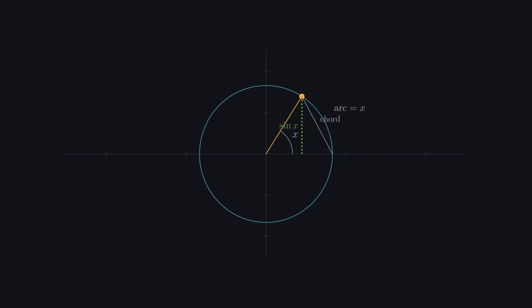If we add the chord joining the two radius endpoints and the tangent segment at 1 and 0, we get three lengths: sine x, the arc length x, and tangent length tan x. For small positive x, the vertical side is shortest. The arc is in the middle and the tangent segment is longest. This gives the inequality sine x is less than x is less than tan x.